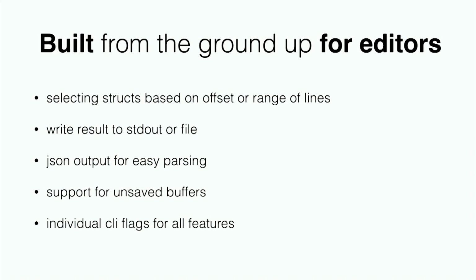Let me start this again. So this tool was built from the ground up for editors because nobody goes and uses this from the CLI. That's why it has the mode offset and the range of lines directly. You can write to the standard output, or you can overwrite the file itself if you want. It has custom JSON output, and it has support for unsaved buffers, if you need it, which is more advanced. And then it has individual CLI flags for all the features you need.